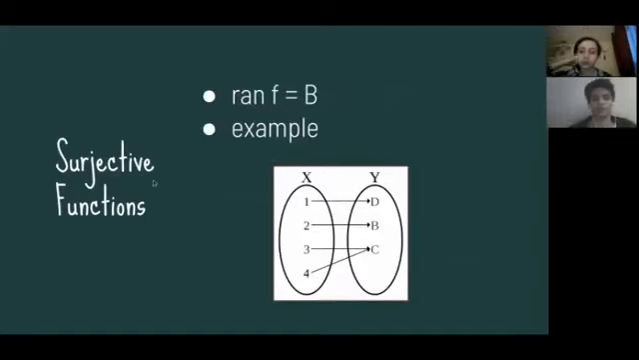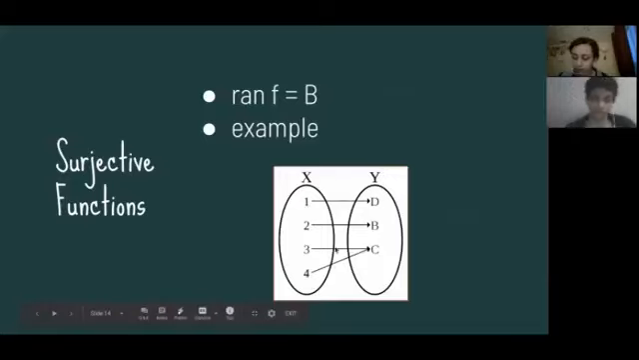Then there are surjective functions. All they are saying is that the range of f is the same as B. So for every element in Y, it is paired with something in X. Okay, so for this example, right here you have the class X. It has elements 1, 2, 3, 4, and the class Y has elements d, b, and c. So 1 is paired with d, 2 is paired with b, 3 and 4 are both paired with c.